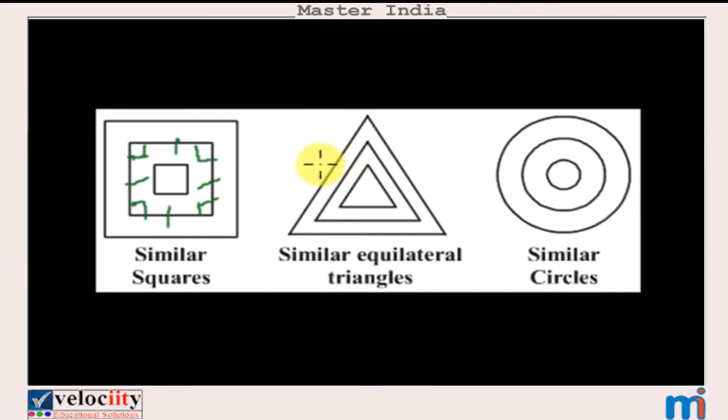So this equilateral triangle that you see here is also a regular polygon, because in an equilateral triangle all the sides are equal plus all the angles are also equal. Each angle in an equilateral triangle is 60 degrees. 60 plus 60 plus 60 makes 180.